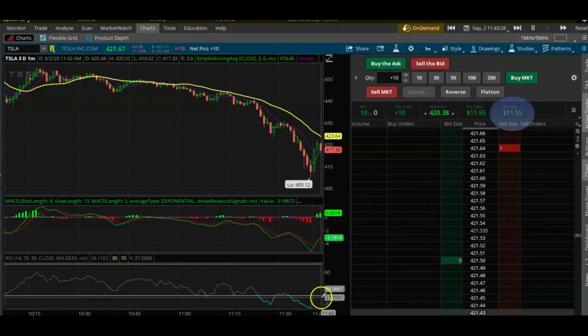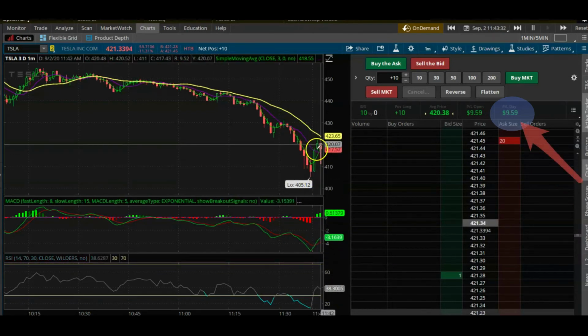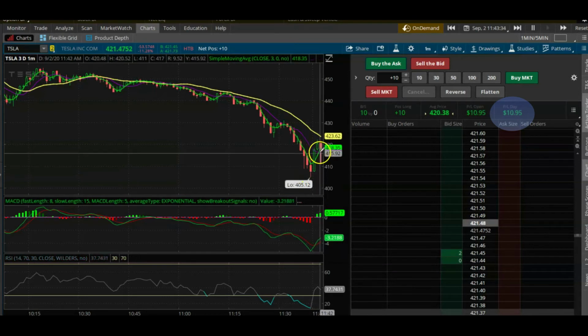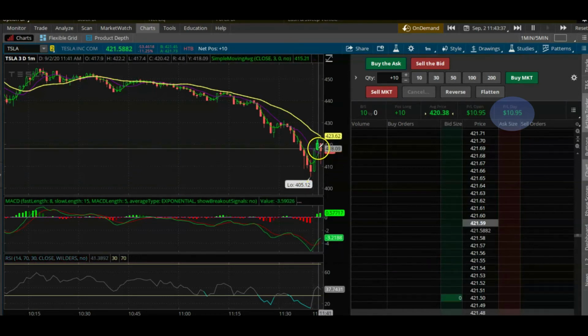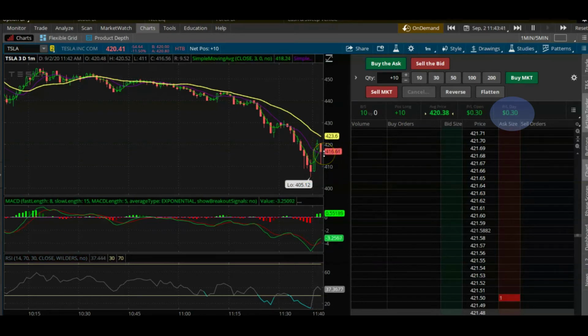So now we've got the three confirmations, the RSI, MACD. Price action in itself is a good indication with a very powerful movement in the upward direction. Gotta look out for this red candle.